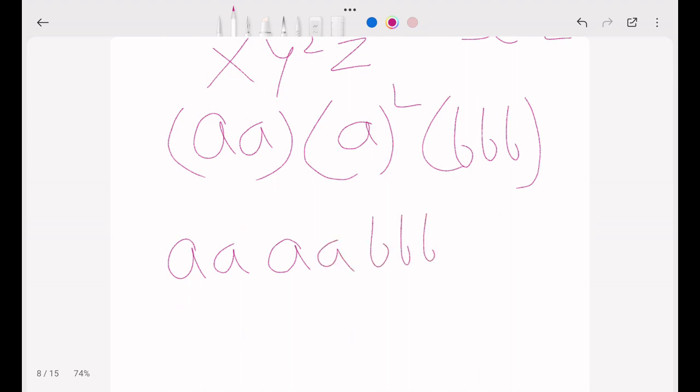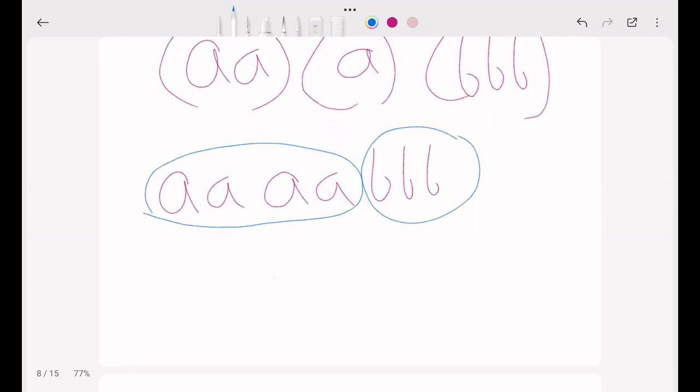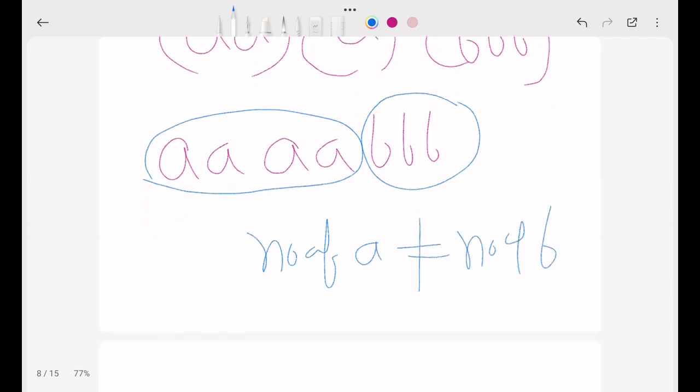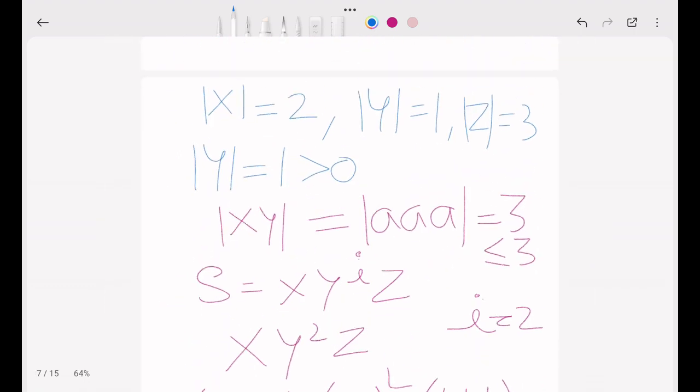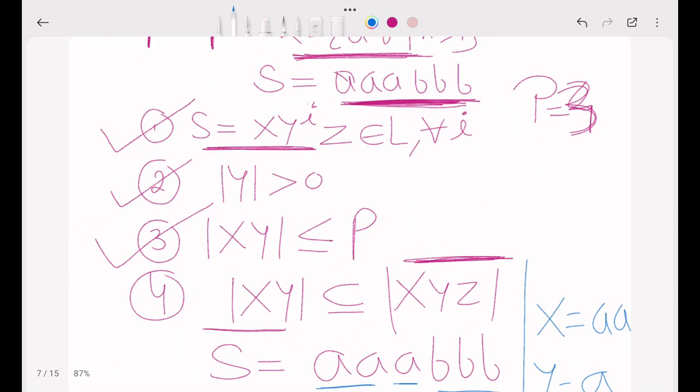Now see what is going on here. My total number of a's is 4 and b's is 3. So the number of a's is not equal to the number of b's. So this does not belong to my language. Now what is the meaning of this? So this fails. It must belong to L.